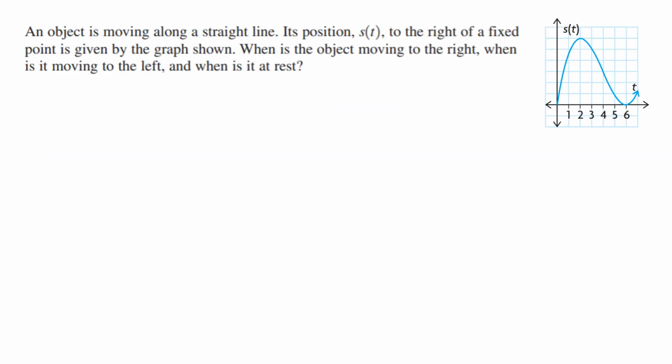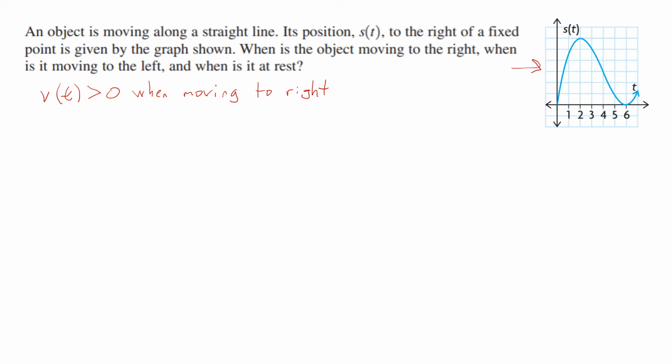So a problem to get started with: an object is moving along a straight line. Its position, which is represented by s(t) to the right of a fixed point, is given by the graph shown right over there. When is the object moving to the right and when is it moving to the left? And it's asking when is it at rest. So remember previously what I told you guys is the velocity is going to be positive if the object is moving to the right. So wherever on this graph the velocity is positive is when the object is moving to the right.